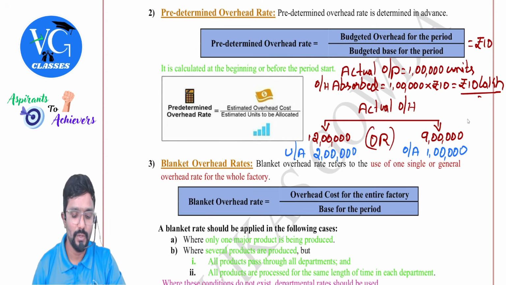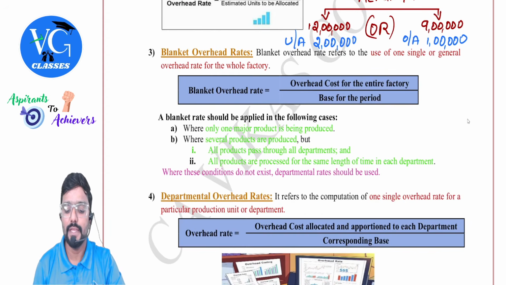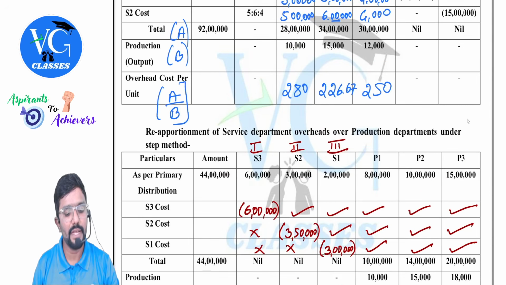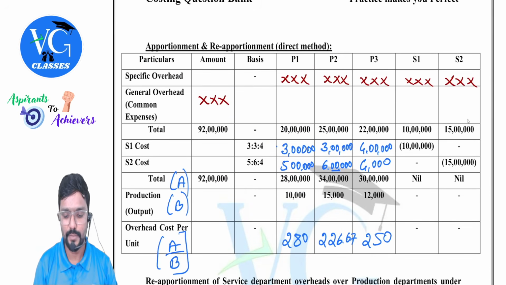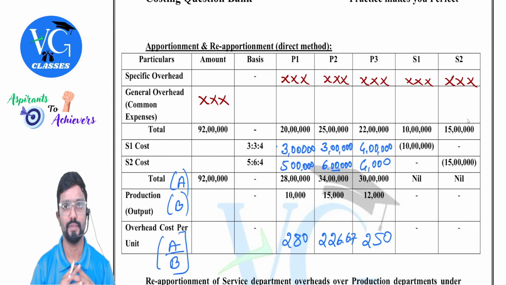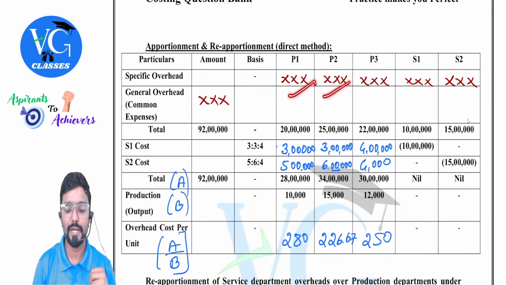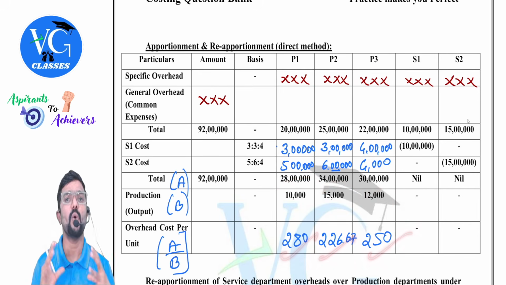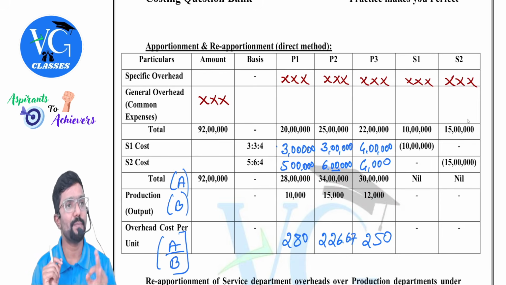Okay, sir. Now, guys, here in this example, for each and every department, we calculated a separate absorption rate. We call this the departmental overhead rate. When do we follow it? Each department is engaged in production. Each department is producing the output. So for each department, I need to calculate separate overhead rates. We call it the departmental overhead rate.